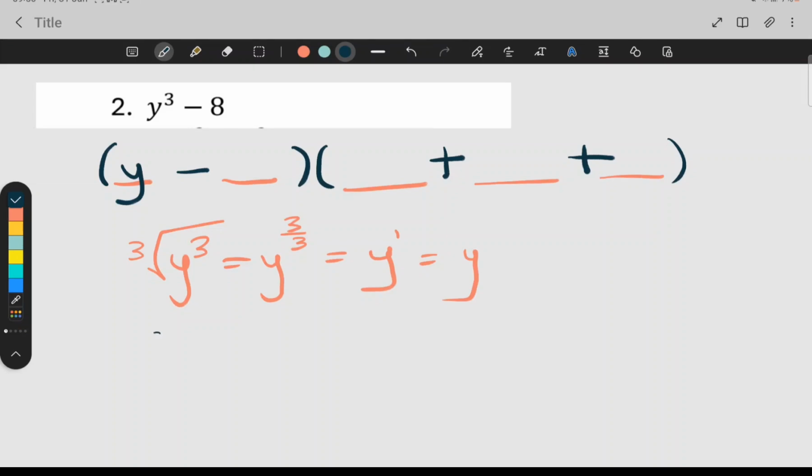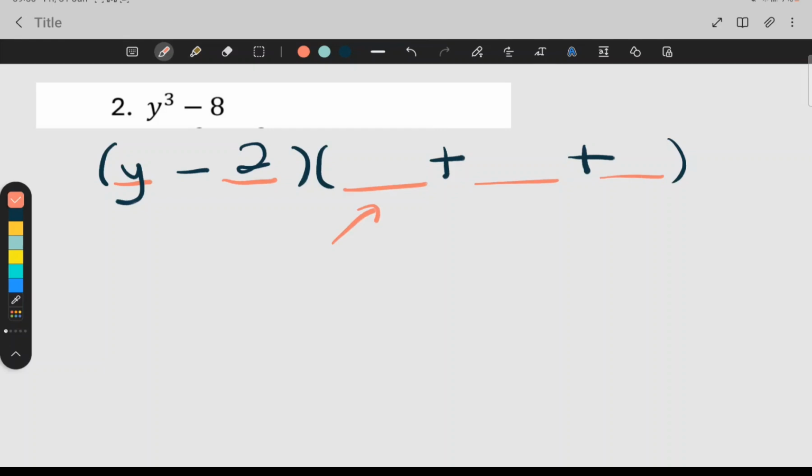Now we do the same for 8. What is the cube root of 8? The cube root of 8 is 2. So this is a 2. So are you fine with that? To get this term, I'm going to say this over this.